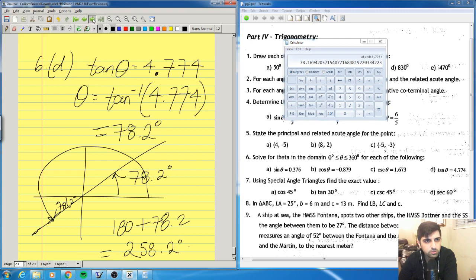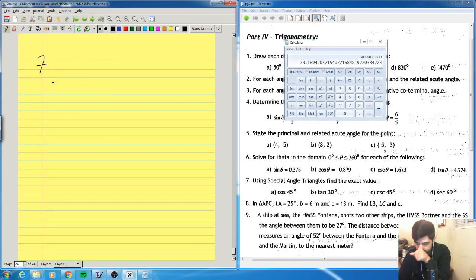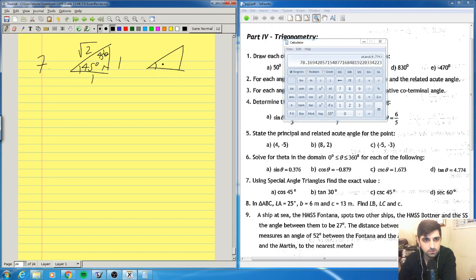Next, using special triangles, find the exact value. Now this is pretty simple, right? You've got two special triangles: 45, 45, 90, and opposite the 45s, you've got 1 and 1, and then using the Pythagorean theorem, you can deduce that the hypotenuse is root 2. The other special triangle is 30, 60, 90. Notice all these angles add up to 180. That's the principal rule of triangles. All angles add up to 180.